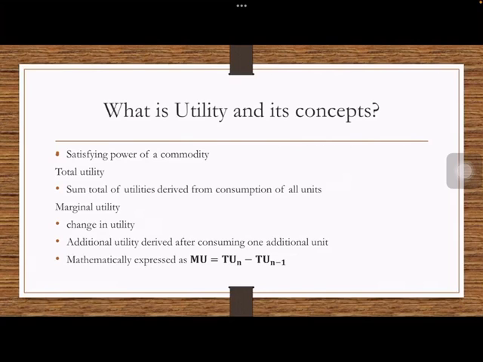Now let us discuss the meaning of total utility and marginal utility. Total utility means what? Suppose a consumer is consuming 5 pens. From 5 pens, he is getting 50 utils. So this 50 utils is called total utility. It is the total satisfaction the consumer is getting by consuming a given number of units of a commodity.